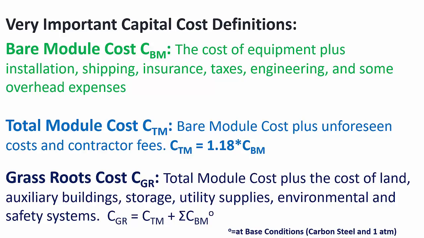It includes essentially everything. So if you have nothing and you need to purchase land and put a process on it, the price that you are calculating is grassroots cost. If you are building on an existing facility that has many of these already set up, then you are calculating the total module cost.